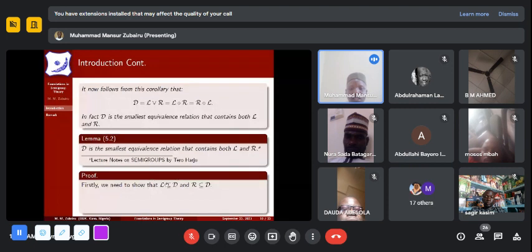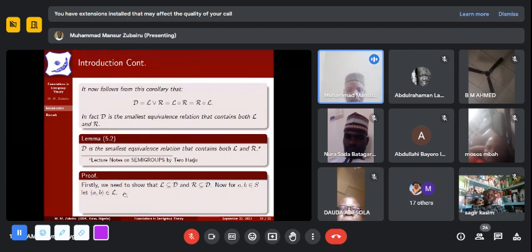Firstly, we need to show that L is a subset of D and R is a subset of D. But now, if A and B in S are such that A comma B is in L, what does that mean?